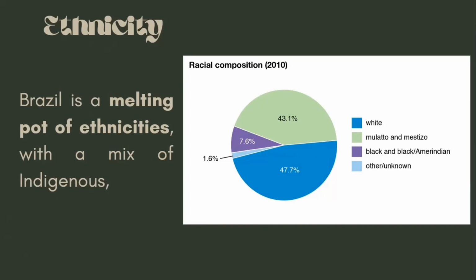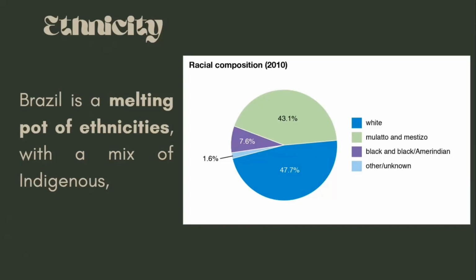In addition, there have been significant waves of immigration from Europe, the Middle East, and Asia. Now, this mixture of different peoples and cultures has created a unique blend of customs, traditions, and beliefs that are reflected in Brazilian society today. Furthermore, Brazil's ethnic diversity is reflected in its music, dance, and art. The samba, for instance, is a dance that originated in the Afro-Brazilian community and has since become an integral part of Brazilian culture.